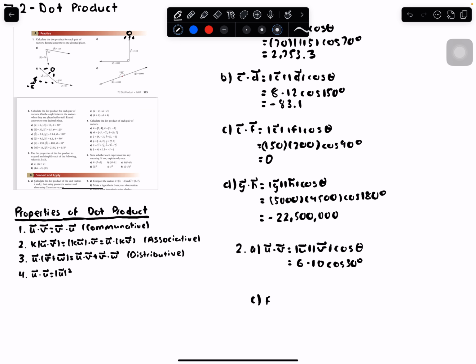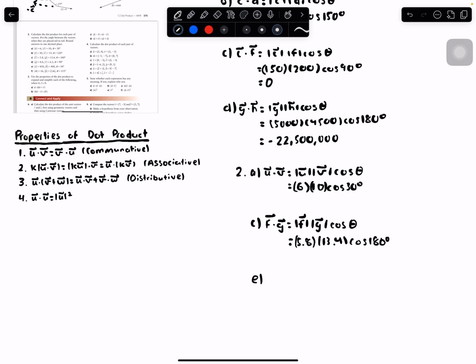F dot G, magnitude of F, magnitude of G, and then we have cosine of theta again, and we have 5.8, 13.4. Sorry, these should be in brackets. Cosine of 180, and then E, A dot B, 850 times 400.